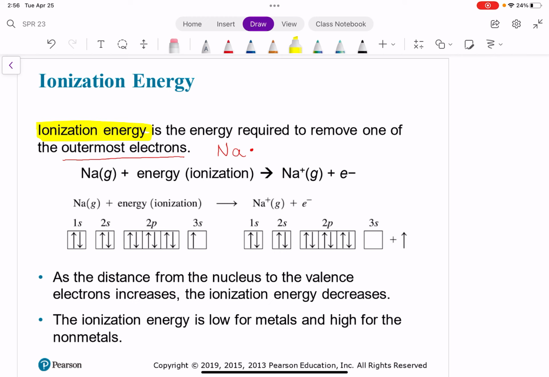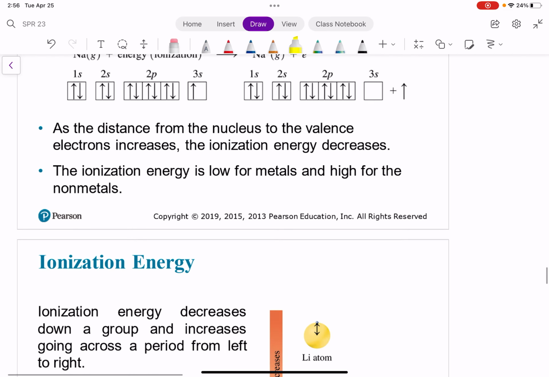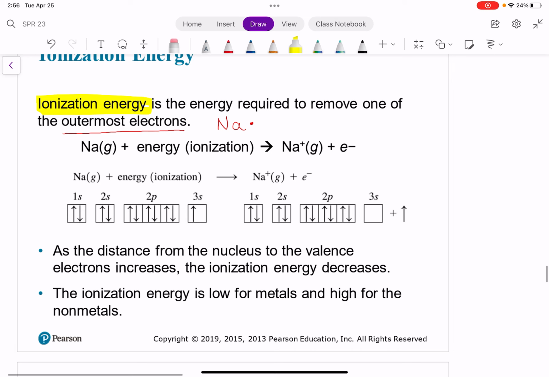Okay? So is there a... Yeah, there's a graphic down here. I guess we should read these other bullet points first. So as the distance from the nucleus to the valence electrons increases, we find that the ionization energy, the amount of energy needed to remove an electron from the outermost shell, decreases. So let's read that again. As the distance from the nucleus to the outermost electrons gets larger and larger, the amount of ionization energy required to rip that electron away is lower.